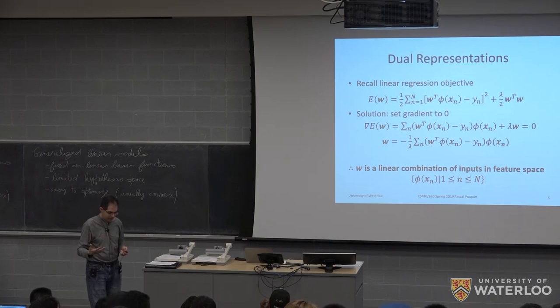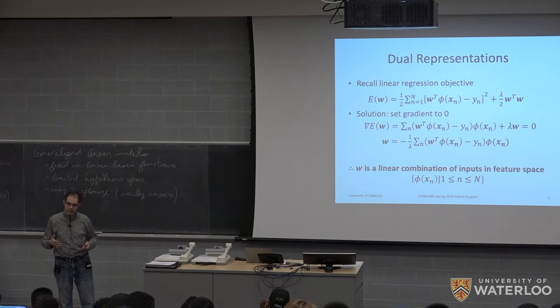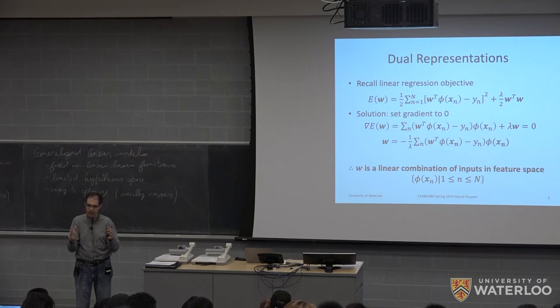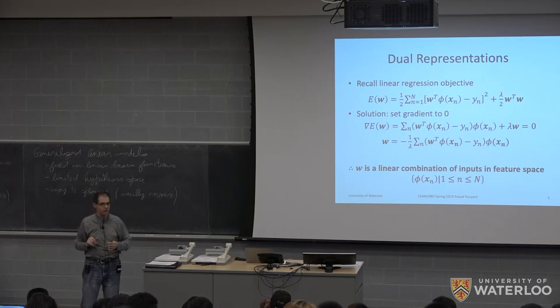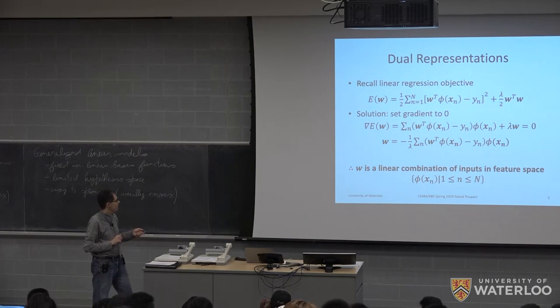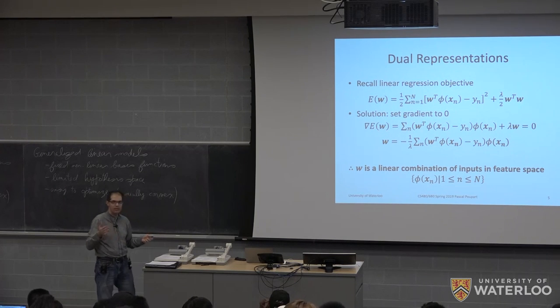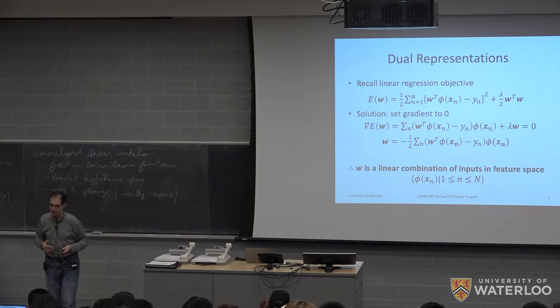As an example, let's go back to linear regression and see what happens in terms of the computation. First, we're going to see that all of our computation is in terms of phi transpose phi. Then we're going to rename this as a kernel. And then we'll see that we can define kernels where the computation is independent of the dimensionality of the space. For linear regression, this was our objective. If you recall, we're minimizing squared loss, and we're also minimizing the Euclidean norm of the weights, which you can think of as a regularizer.